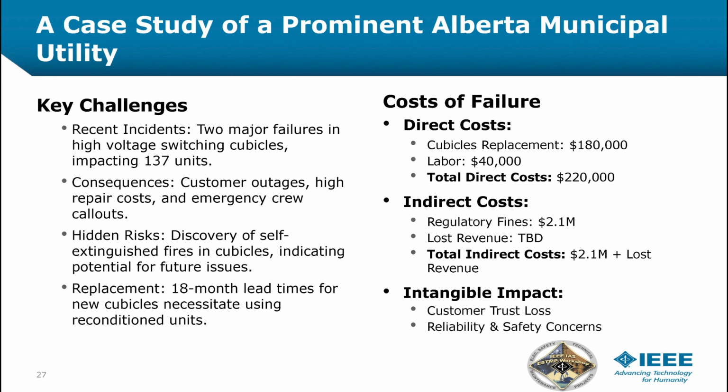You can see that the switching cubicles for the 2 that caught fire was approximately $180,000. The labor cost on overtime was approximately $40,000. $220,000 for 2 switching cubicles to burn up. The indirect costs, well, there were regulatory fines of $2.1 million. The lost revenue, from not selling electricity to the customers, was never recouped.